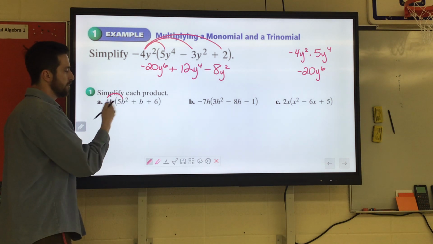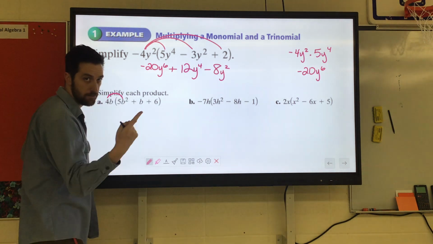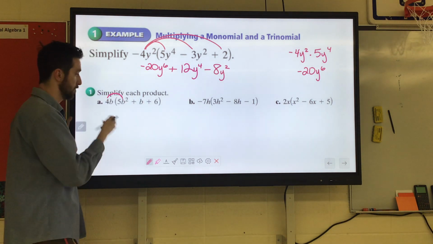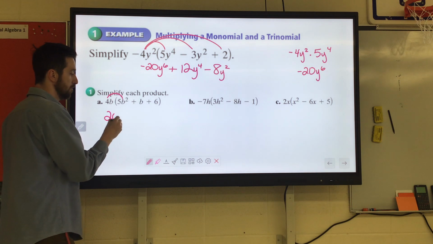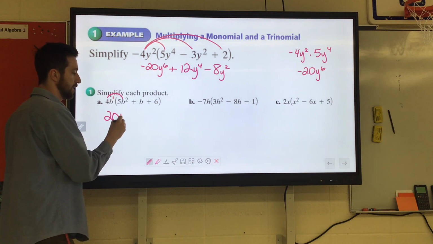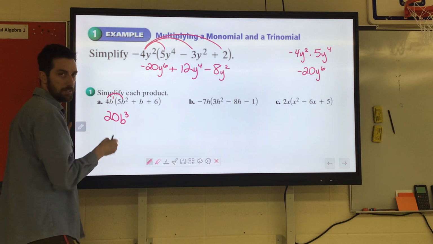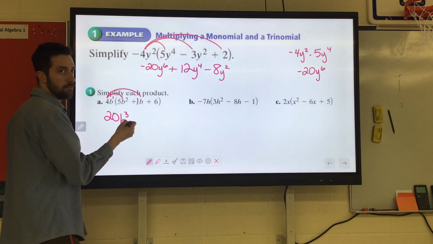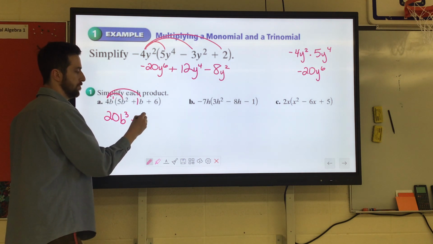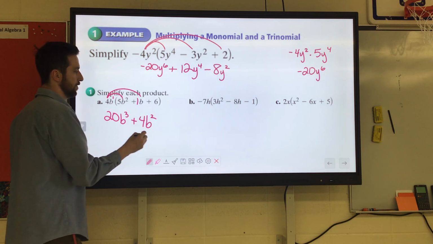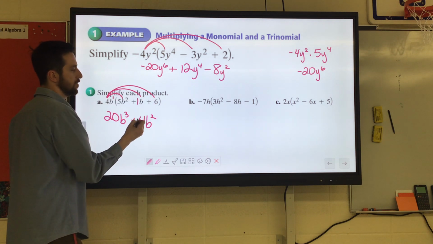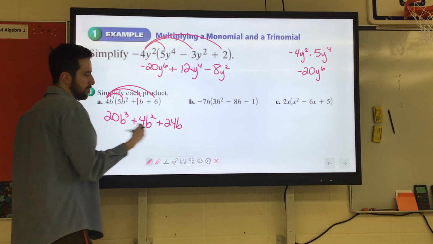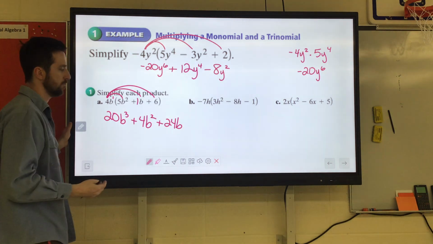We're multiplying these all by 4b, so we're multiplying the number in front by 4, and we're putting one more b on the exponent. So 4 times 5 is 20. B to the first times b to the second is b to the third, 20b cubed. Now here I'm doing 4b times 1b. 4 times 1 is 4. B times b is b squared. And 4b times 6, 4 times 6 is 24, and then it's just the b. 4b times 6 is 24b.